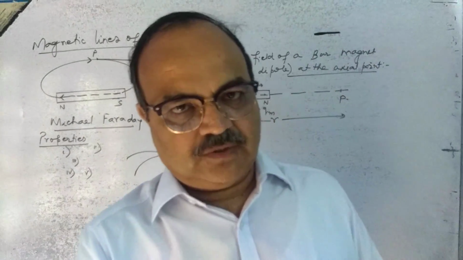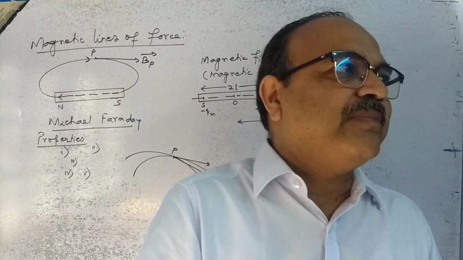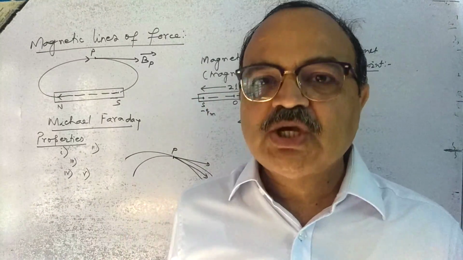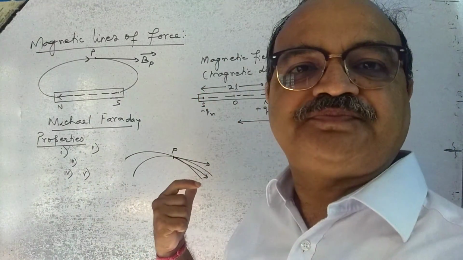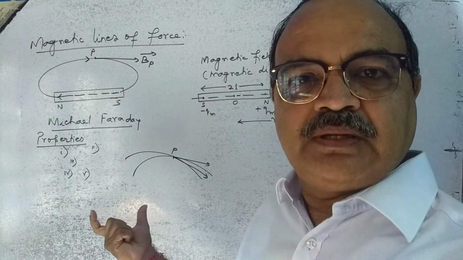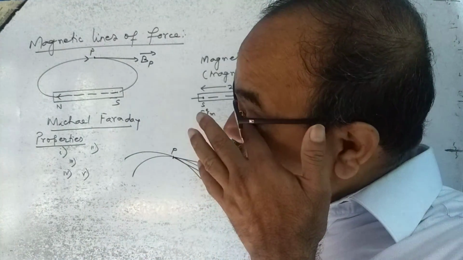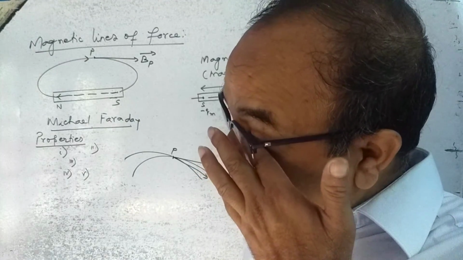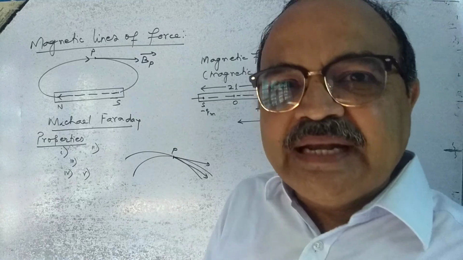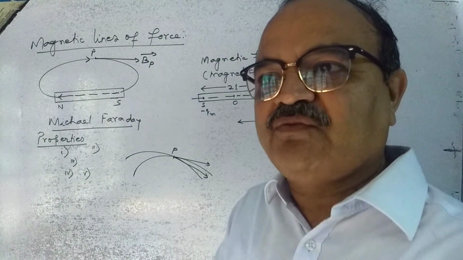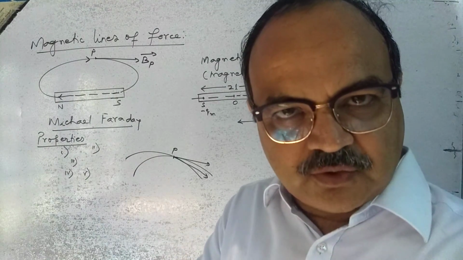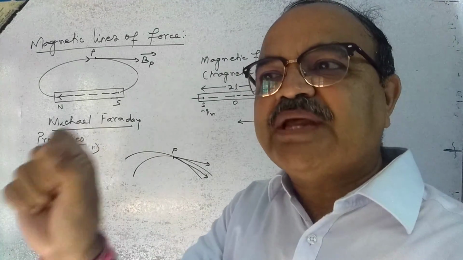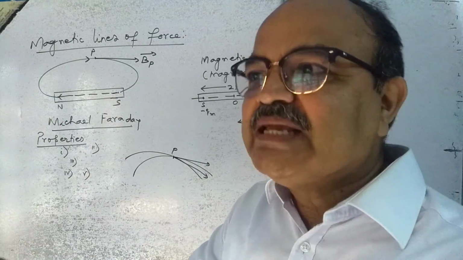Relative closeness of magnetic lines of force. Understood? Relative closeness of magnetic lines of force gives us the strength of the magnetic field intensity. Relative closeness, I repeat, relative closeness of magnetic lines of force indicates the strength of the magnetic field intensity in that region.